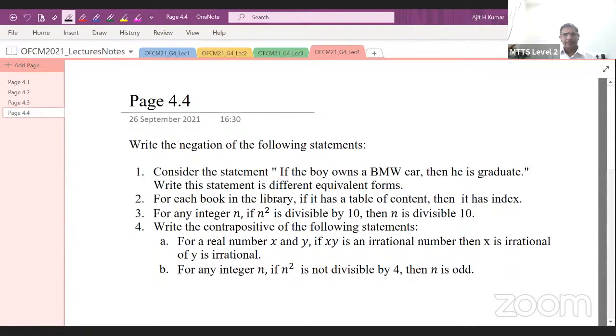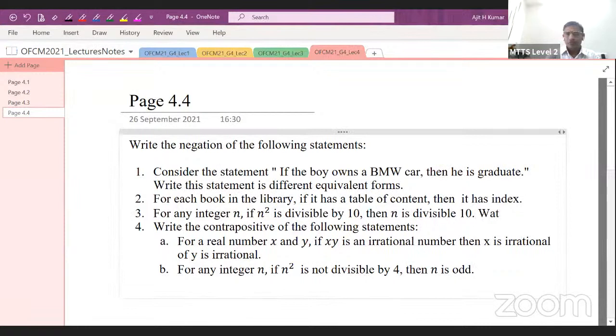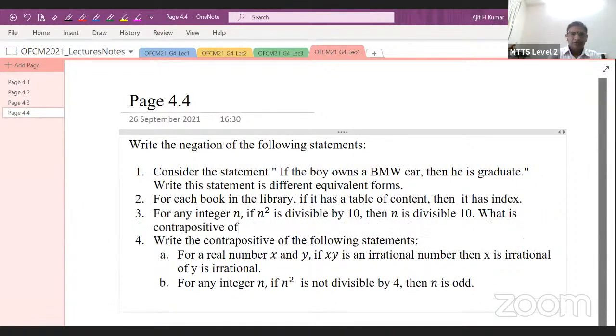For each book in the library, if it has a table of contents, then it has an index. The next problem is: for any integer n, if n square is divisible by 10, then n is divisible by 10. I have not written the question. So here, what is the contrapositive of this statement?